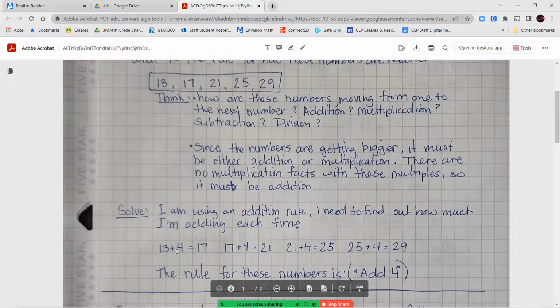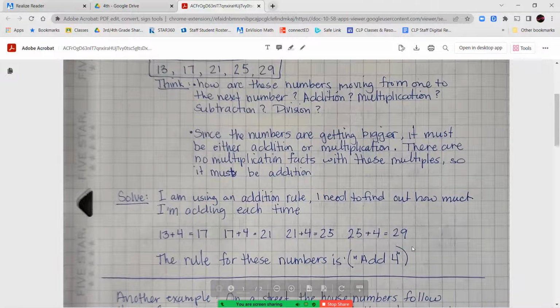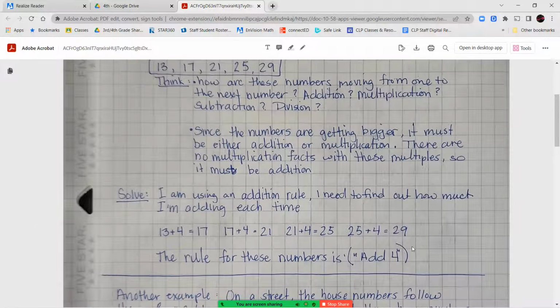So I did 13 plus 4 gave me 17. Then I want to see, okay, if my rule is plus 4, let me see if it works for the other numbers. 17 plus 4 gave me 21, so that works there. 21 plus 4 gave me 25, 25 plus 4 gave me 29. So here I confirmed that my rule is going to be to add 4.